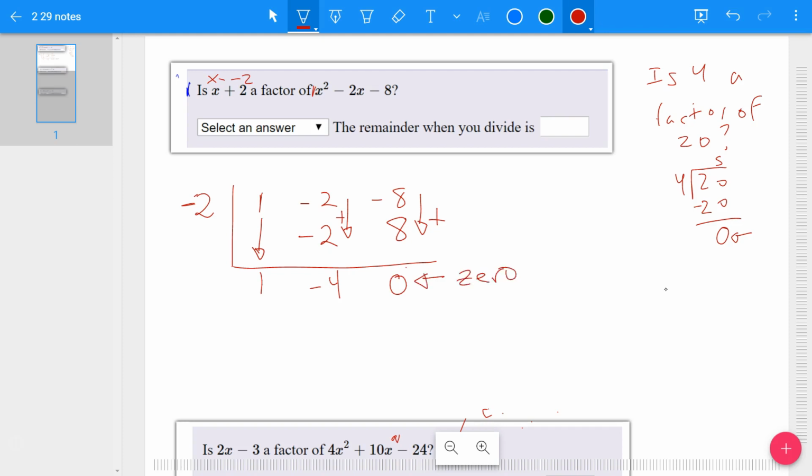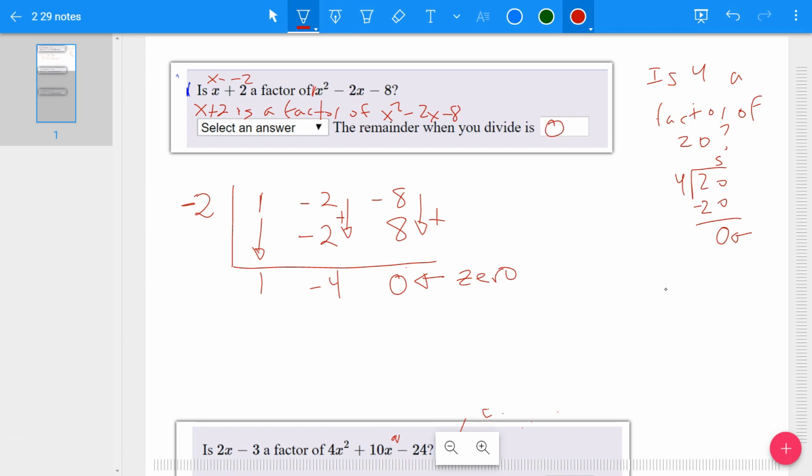Notice that in this position I get a value of 0. Because this is the remainder in synthetic division, you'd answer the part that says select an answer. The remainder when you divide is, the answer would be the following, okay? So x plus 2 is a factor of that expression of x squared minus 2x minus 8. And when you divide x squared minus 2x minus 8 by x plus 2, the remainder is 0.